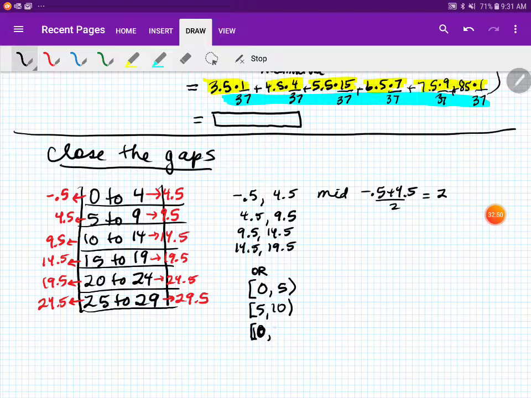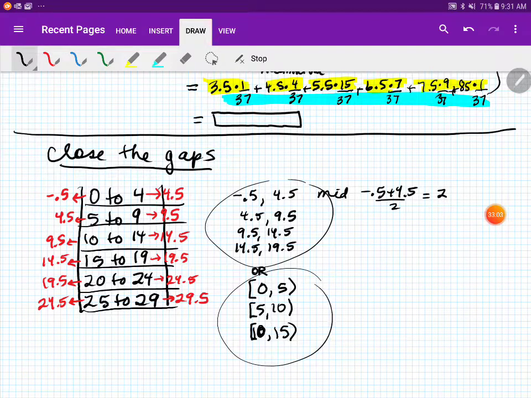The lower bound of the next one would be 15. So you can also do this, which is harder when you're tallying. Neither the decimal one nor this one is easy when tallying. It's kind of nice to say 0 to 4, 5 to 9 if there are no decimals between 4 and 5.